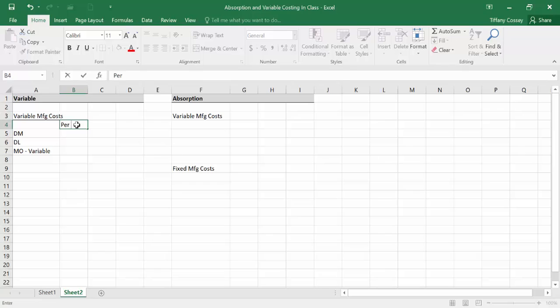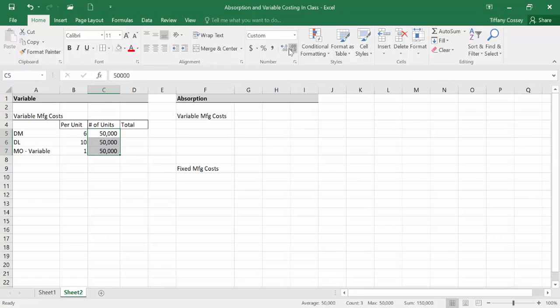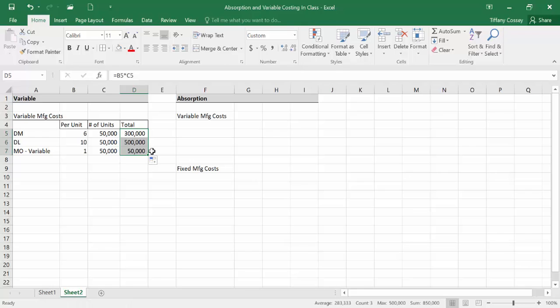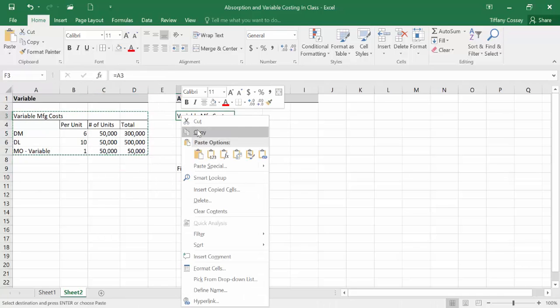I'm going to set up one for a per unit amount, which is what this gives us. It said direct materials were 6, direct labor was 10, and variable overhead was 1. And then I'm going to take my number of units, and I'm going to get to my total. And we said that they made 50,000 units during the period. So my total would be the amount per unit times the number of units. Okay. And these things are going to be identical in absorption costing. So instead of reformatting over here, I'm just going to copy and paste.